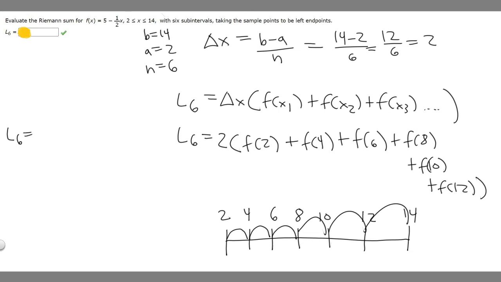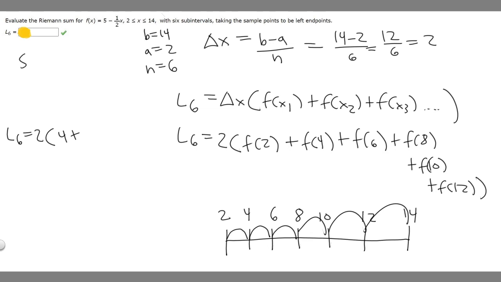So L sub 6 is going to be equal to 2 times, let's find f of 2, right? So it's our left endpoint. So f of 2, we just want to plug into our function. Our function's 5 minus 1 half times x, but we're calculating it for 2. So if we plug in 2, 2 times 1 half is going to be 1. So 5 minus 1 equals 4. So the value is going to be 4 for our first one. So let's look at the rest. So this is 4. Then let's find f of 4.